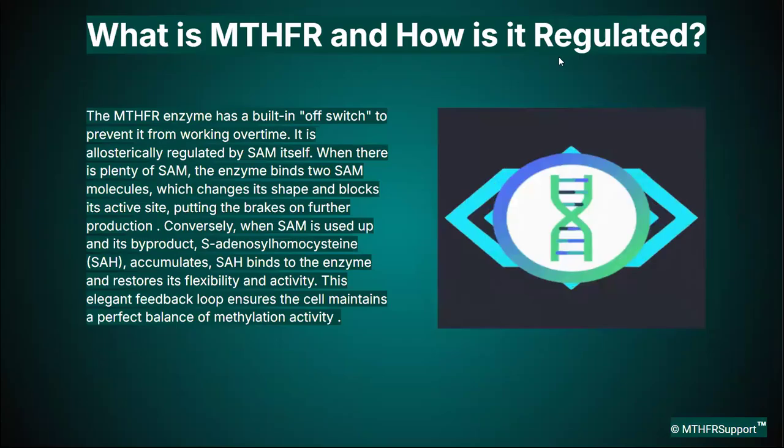The MTHFR enzyme has a built-in off switch to prevent it from working overtime. It is allosterically regulated by SAM itself. When there is plenty of SAM, the enzyme binds to SAM molecules, which changes its shape and blocks its active site, putting the brakes on further production. Conversely, when SAM is used up and its byproduct S-adenosyl homocysteine, SAH, accumulates, S-adenosyl homocysteine binds to the enzyme and restores its flexibility and activity. This elegant feedback loop ensures the cell maintains a perfect balance of methylation activity.